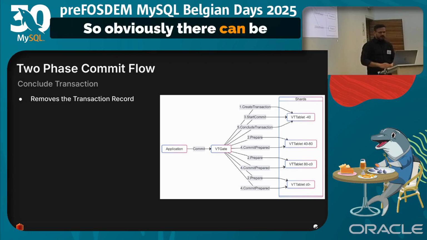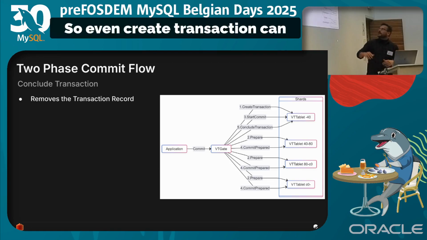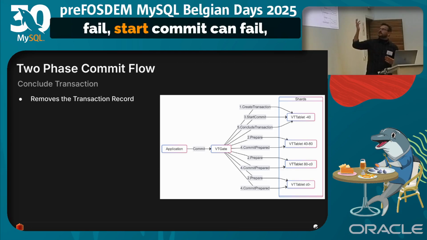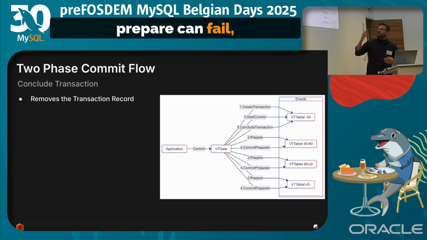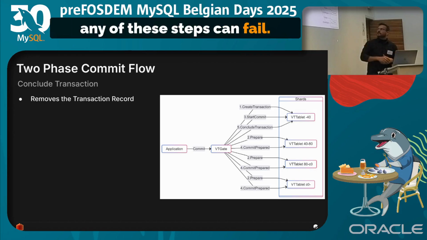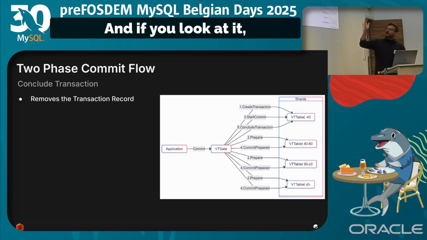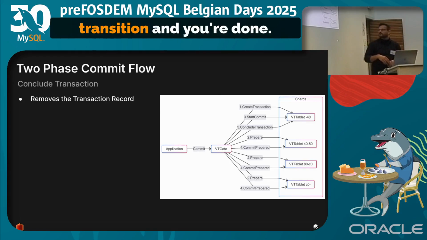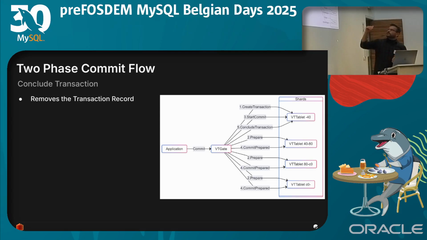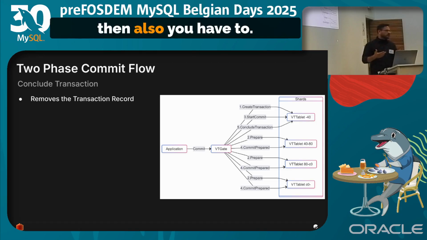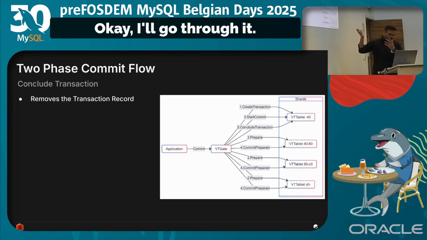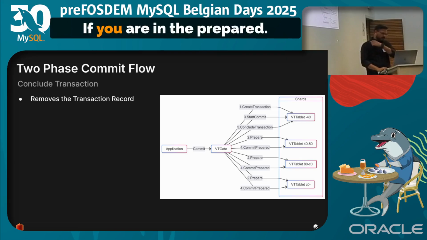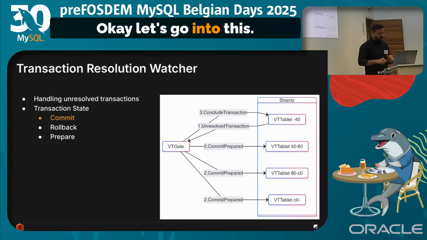So obviously there can be failures at a lot of steps. Even create transaction can fail, start commit can fail, prepare can fail, any of these steps can fail. If create transaction fails, then you don't have anything to really look into. You just roll back the transaction and you're done. And if prepare fails, then it's very simple. Okay, let's go into this.